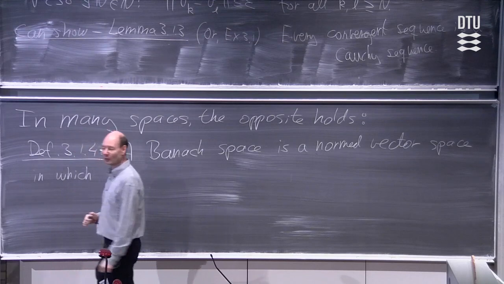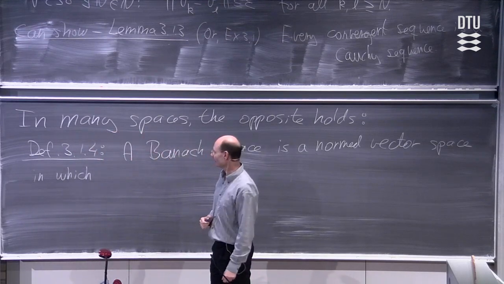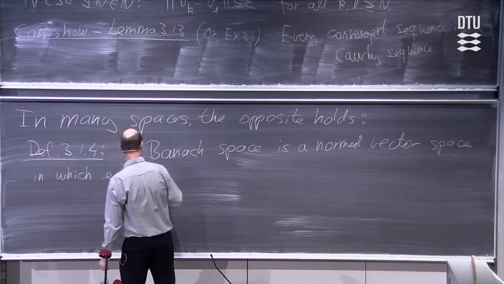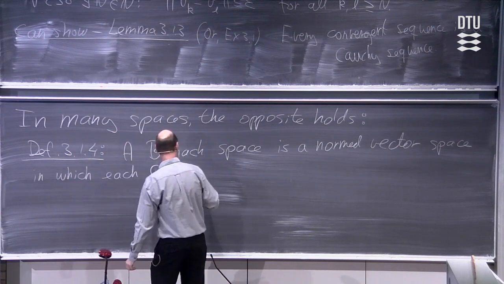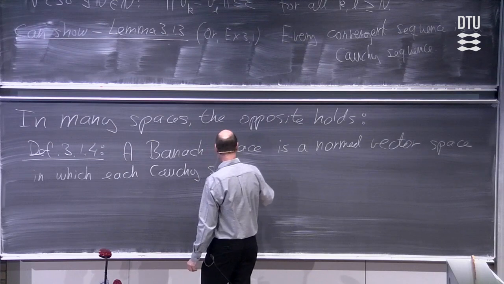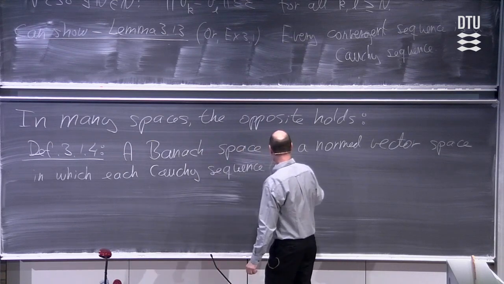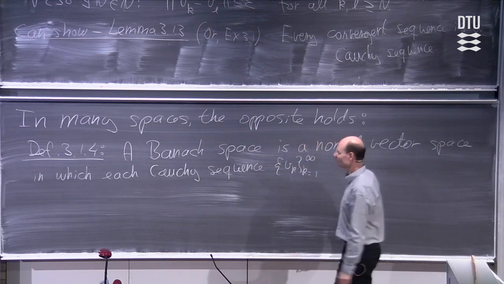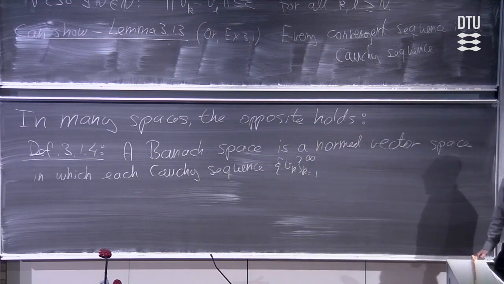So I would like to formulate that in a very detailed way. So I'll say, in which each Cauchy sequence x_k, k from 1 to infinity, converges to some element in V.